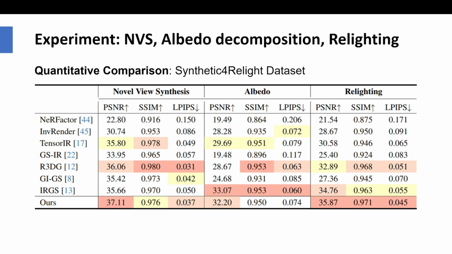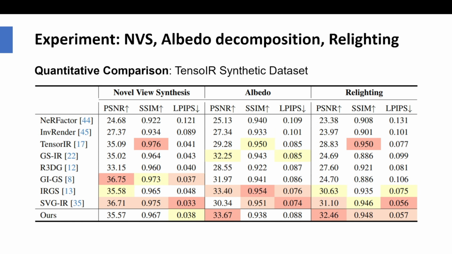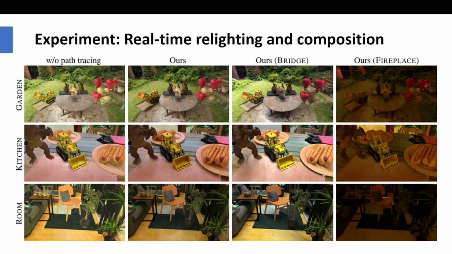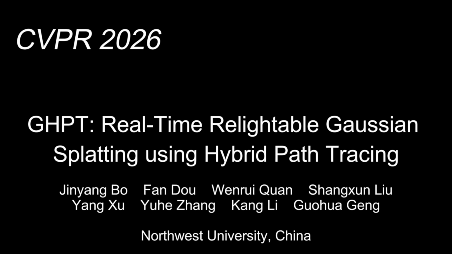The PSNR scores of novel view synthesis on the synthetic 4 relight dataset and albedo on the TensoIR synthetic dataset are also the best. We show the relighting and composition results on scenes from Mip-NeRF 360. Our method can produce more realistic results due to plausible shadows and indirect illumination. This is a demo video of Gaussian splatting real-time relighting and composition.